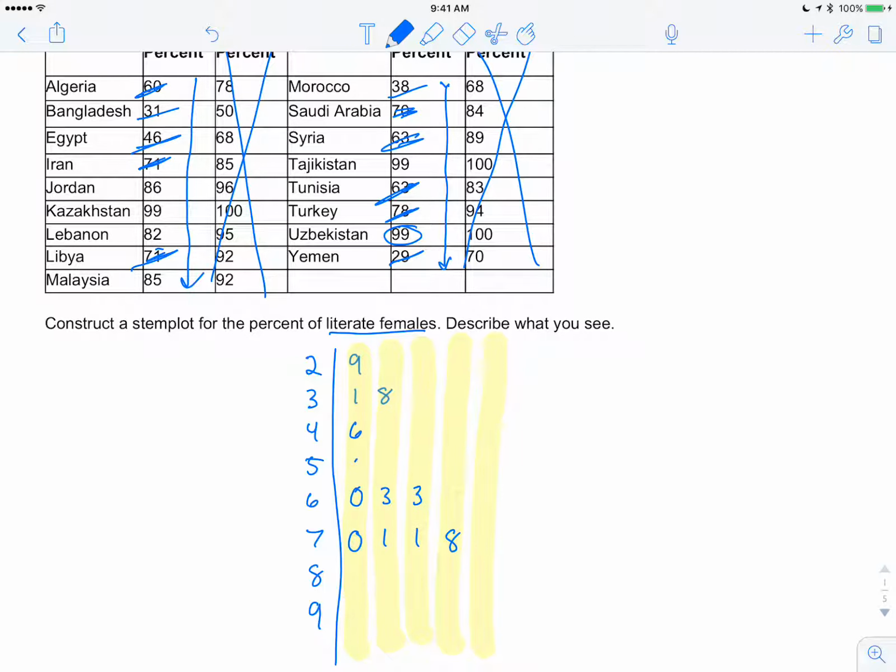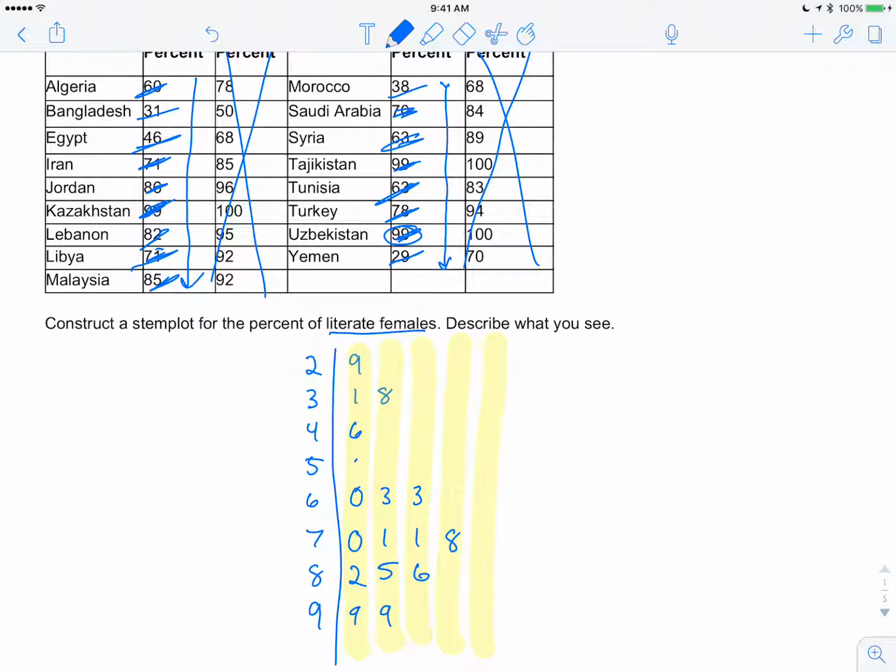All right, 80s. I got 86, 82, 85, and that's it. So I'm going to have 2, 5, 6. That's for 82, 85, and 86. And then 9, I have 2 99s actually. So Kazakhstan, and then we said Uzbekistan in the beginning. So 2 9s here. When you line up the data point values like that, the leaves, it makes it easier to see the mounds, if you will, of the data points.